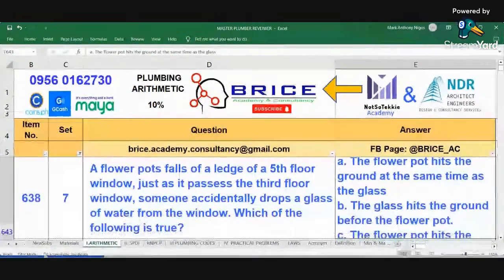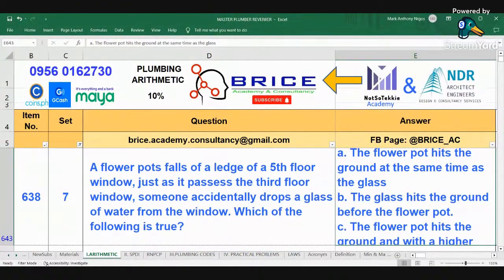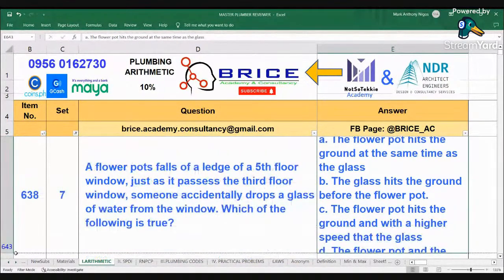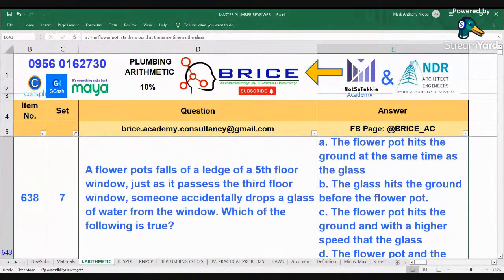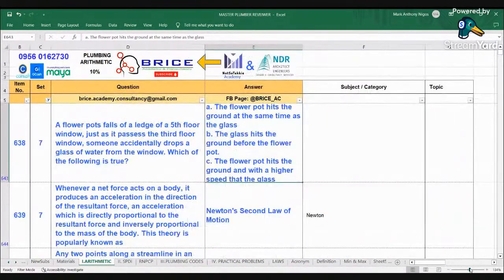638. Uy, ang daming sagot ah. Dami na konti muna.